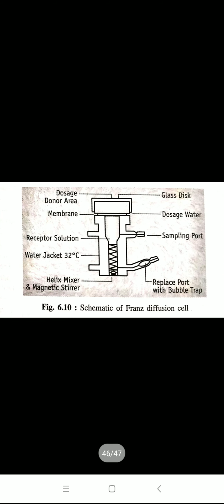So this is a schematic diagram of a Franz diffusion cell where you can see the dosage donor area, glass disc, membrane is placed, water is placed, receptor solution, sampling port you can see, water jet which is maintained at a temperature of 32 degrees Celsius, stirrer is present and you have a port with a bubble trap. So this is a schematic representation of a Franz diffusion cell.